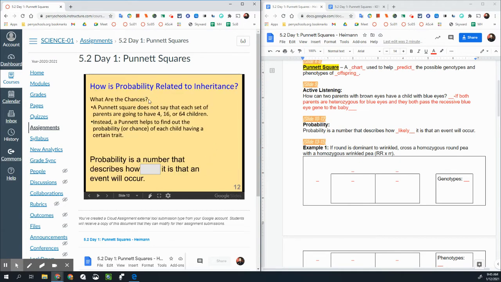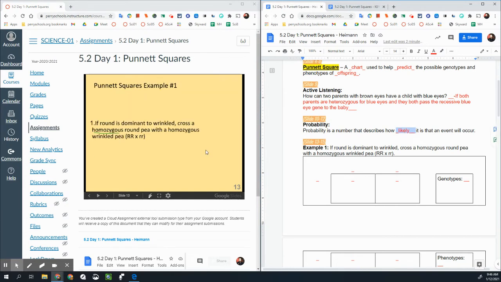So how is probability related to inheritance? What are the chances? A Punnett square does not say that each set of parents are going to have 4, 16, or 64 children. Instead, a Punnett square helps to find out the probability or chance of each child having a certain trait. Probability is a number that describes how likely it is that an event will occur. We got that already over here.